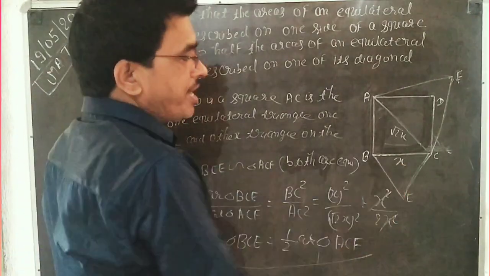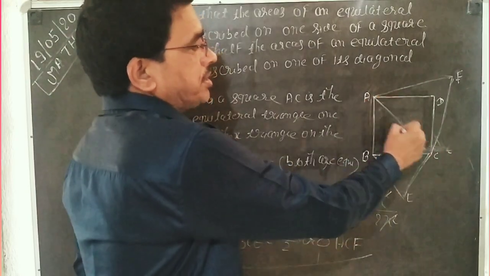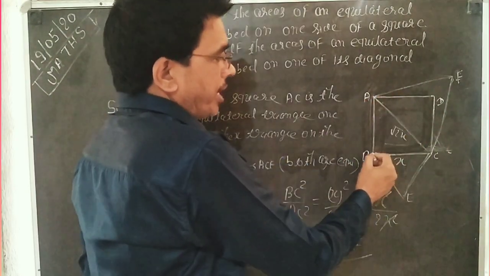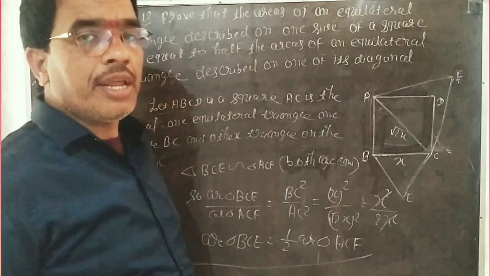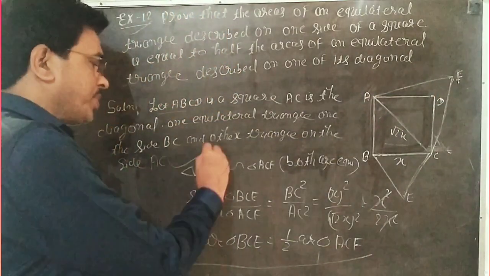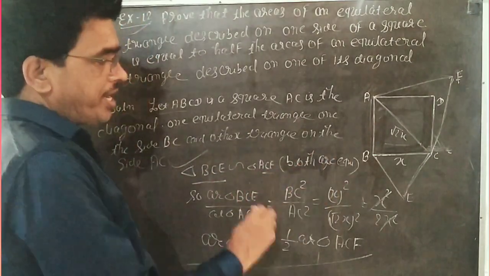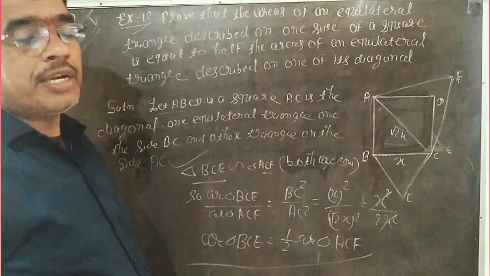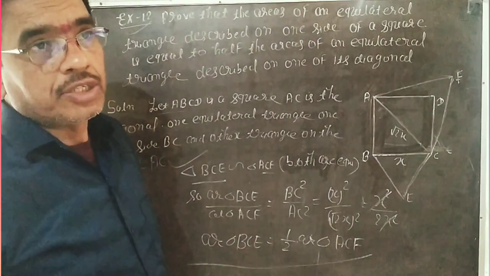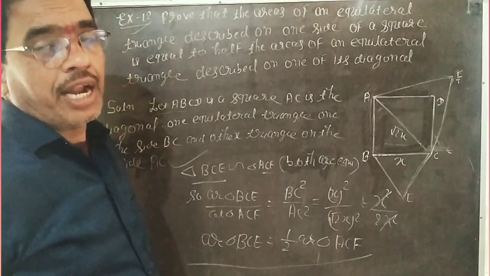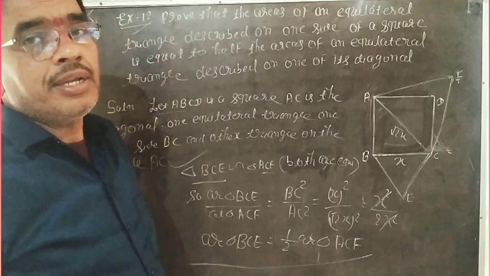the side BC of the square ABCD and the diagonal AC of the square. So one triangle is BCE, another triangle is ACF. Both triangles are equilateral. If both triangles are equilateral, then they are equiangular. That means similar. All equilateral triangles are similar to each other. So no other reason needs to be described here; only if it is equilateral, then it is similar.